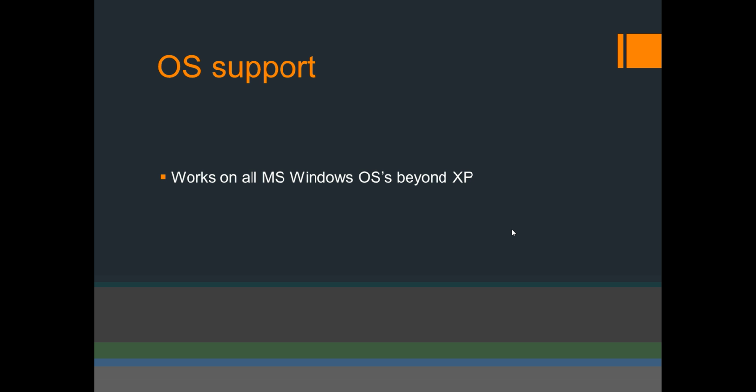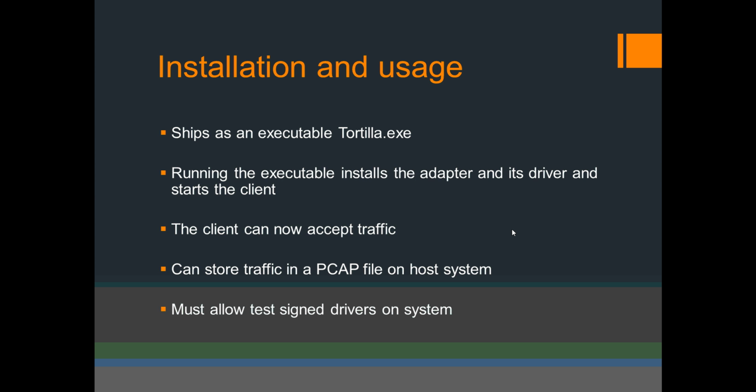This is supported as of right now on basically all the Microsoft Windows operating systems beyond XP and including XP. To install it is pretty easy. You can just go to Google, type in Tortilla, or look for CrowdStrike, and it ships as an executable, tortilla.exe. Running the executable installs the adapter and its driver and starts the client. And then the client can now accept your traffic from your VM.